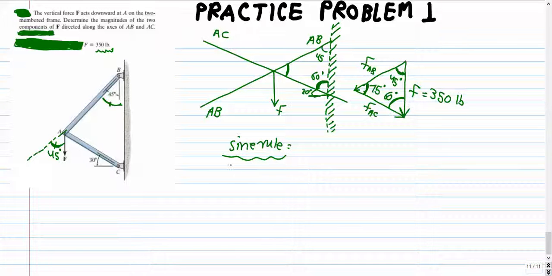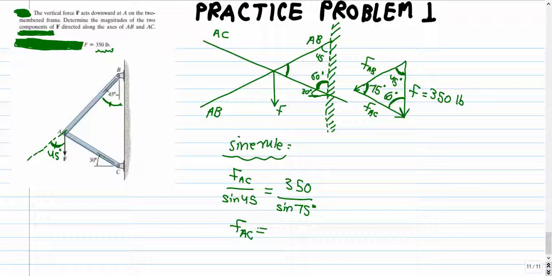So according to the sine rule, component along the AC axis over sine of 45 degrees should be equal to 350 pound force divided by sine of 75 degrees. The value that we get for component along the AC axis is equal to 256.2 pounds.